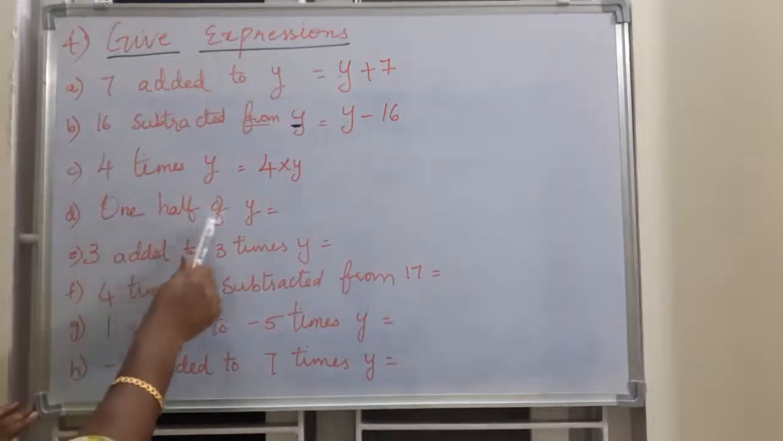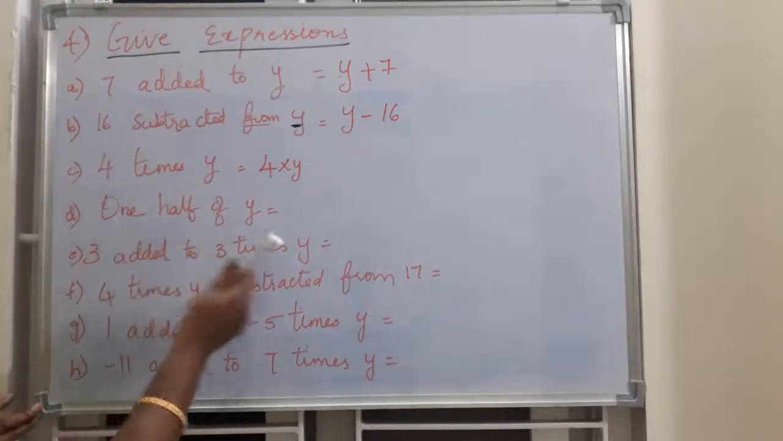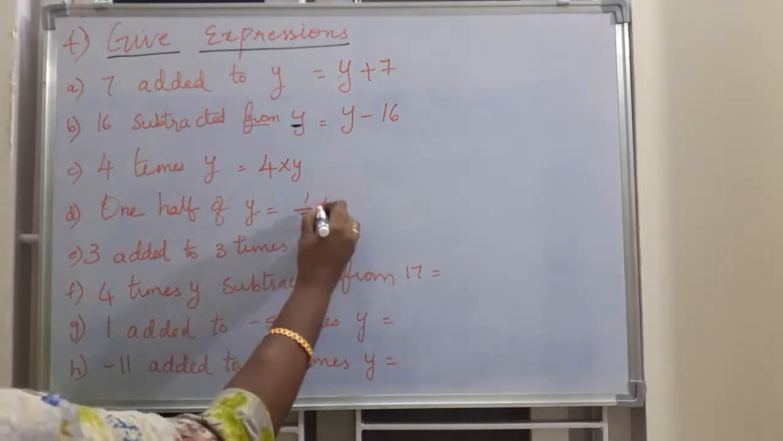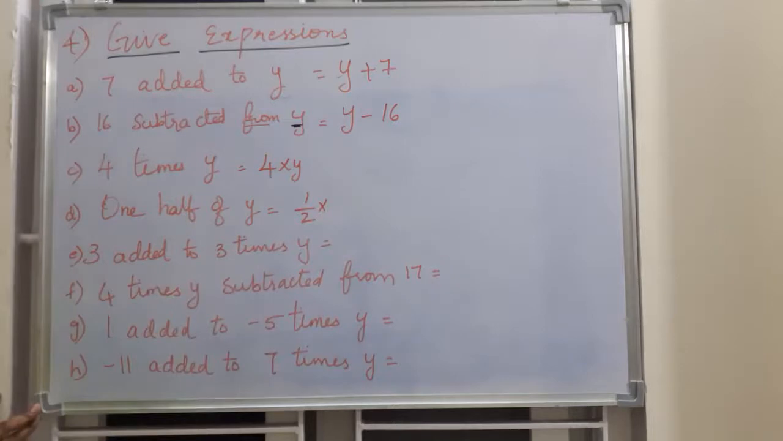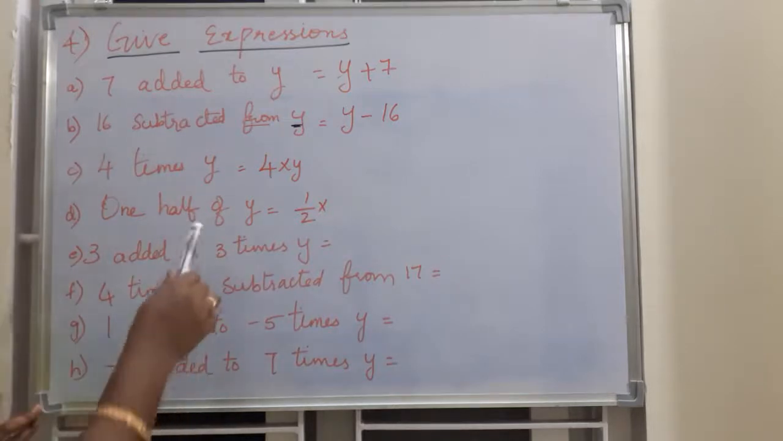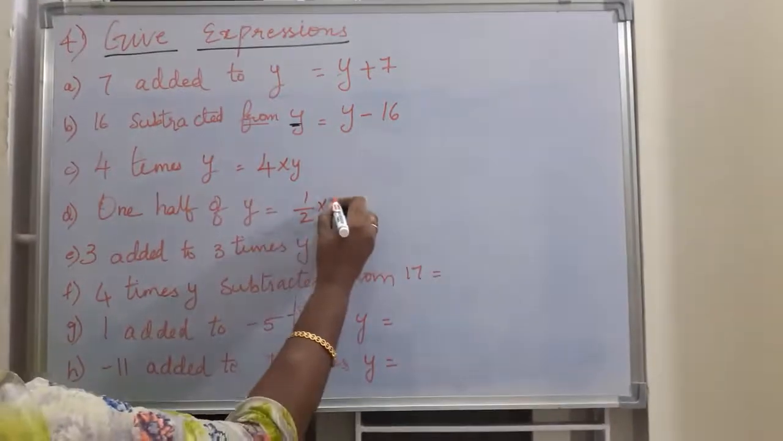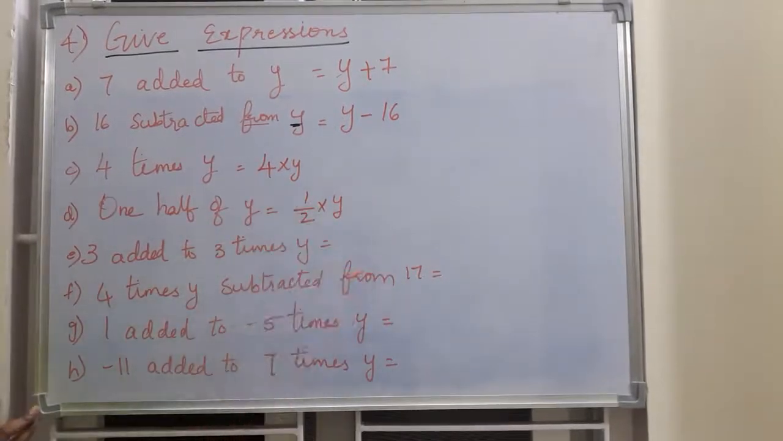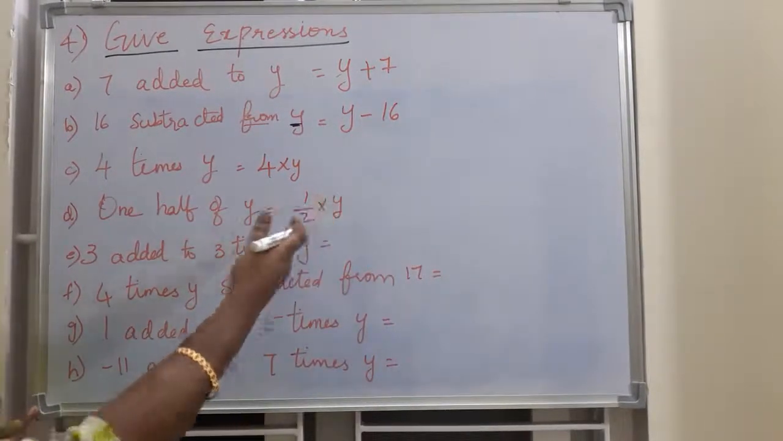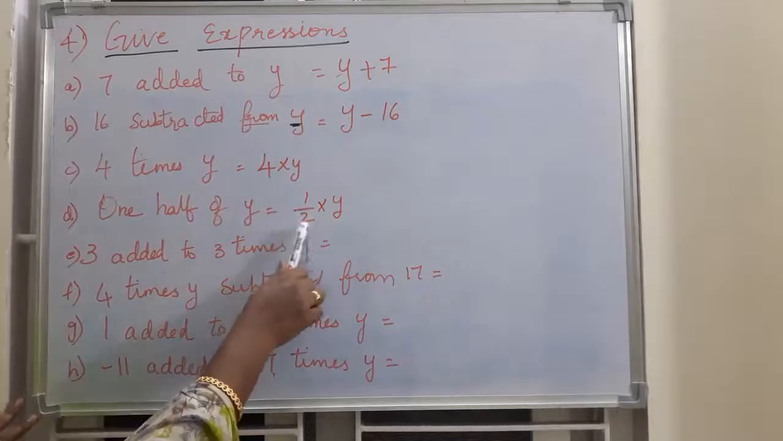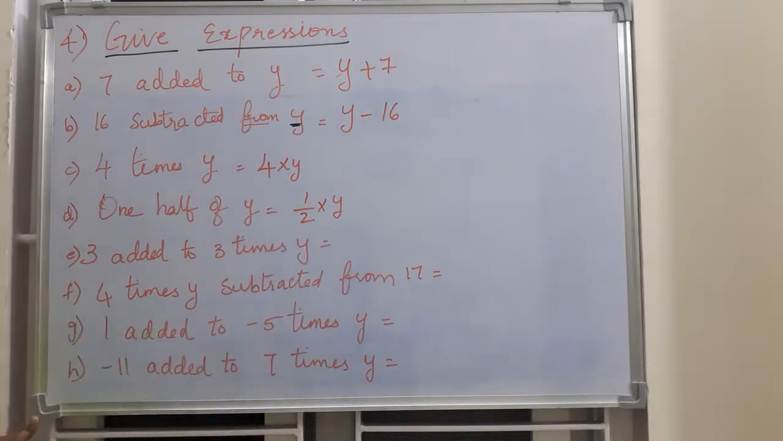Next, 1/2 of y. Half means you will write 1 by 2. Of means what? Multiplication. From the third chapter onwards, I was telling you about BODMAS rule. I told you of is always multiplication. So 1/2 of y is 1 by 2 into y. If you further want to solve it, you can write 1 by 2 y or y by 2. Anything is fine. But I think you will still need some more time for this, so you can just leave it like this. Half of y, so 1 by 2 into y.